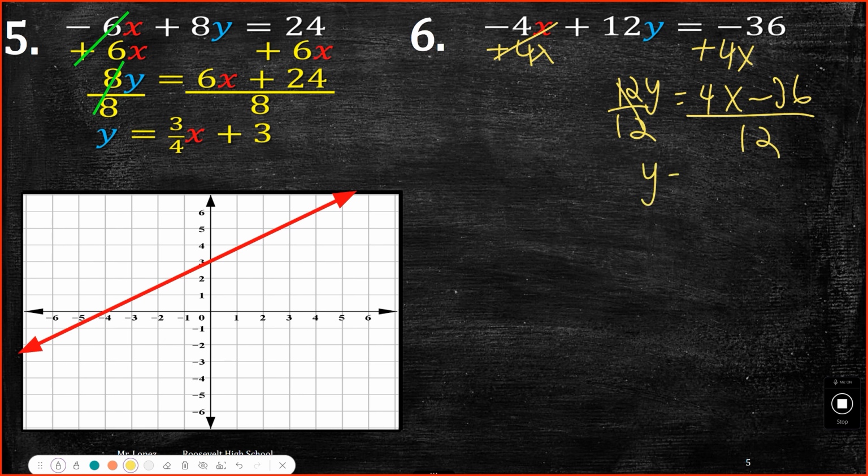Y equals negative 36 divided by 12, which is negative 3. Then 4 divided by 12, we have to reduce this. It's going to be divided by 4 top and bottom, the biggest number that divides into top and bottom. That gives 1/3. So you're going to get 1/3 x. All right, so that's the equation we're going to graph.